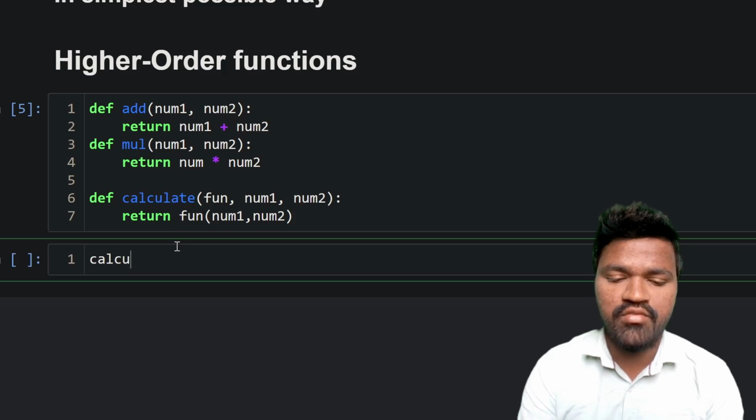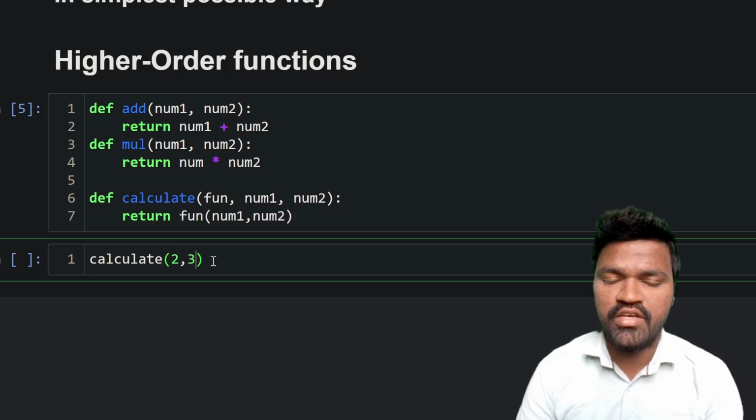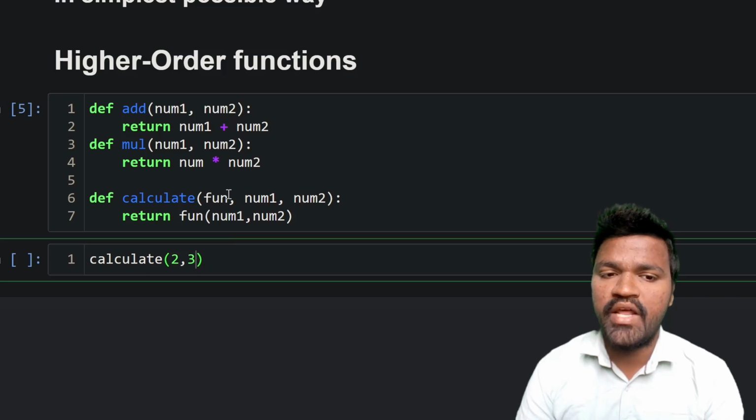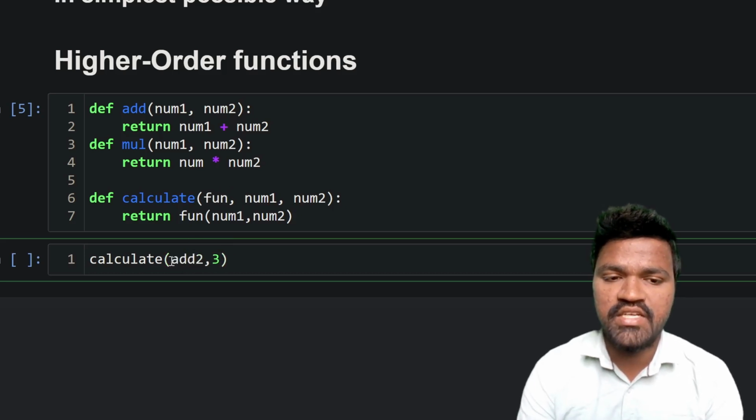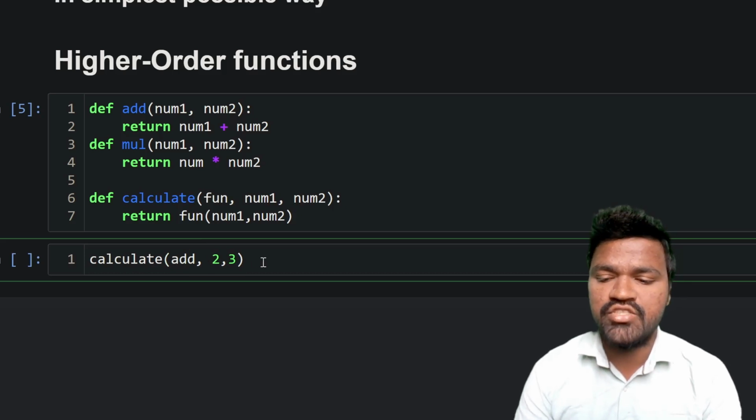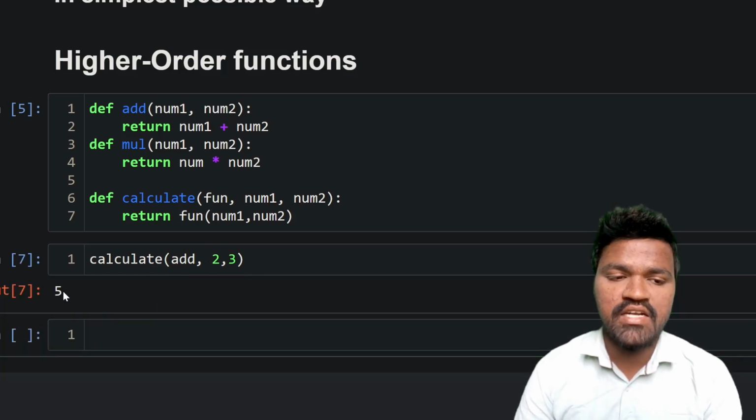So for that, I will be mentioning calculate and I wanted to pass, let's say 2 comma 3, and if I execute this, we will be getting an error. Because we need to mention one more parameter, which is nothing but function, right? So for function, what I wanted to mention is add here, and if I execute this, we are getting the result, which is 5.